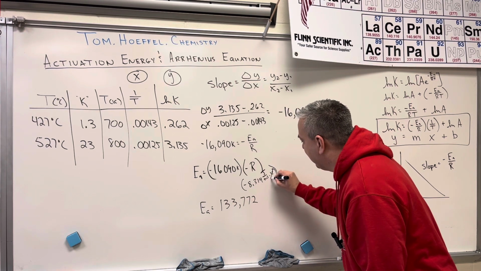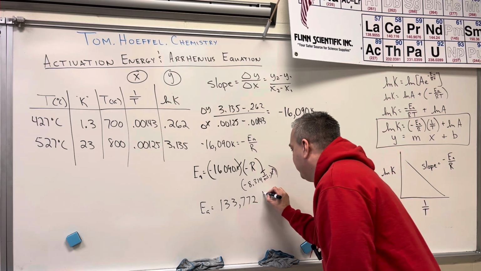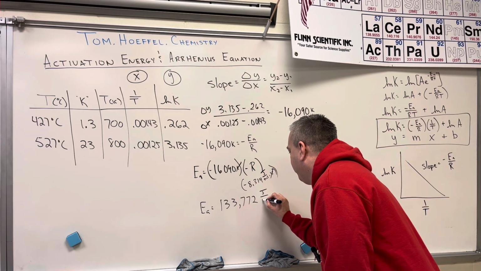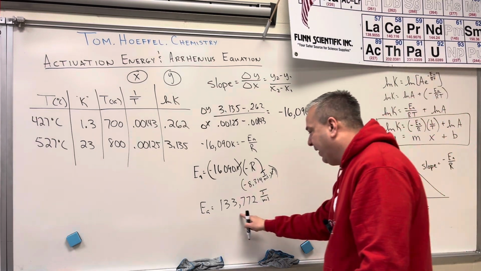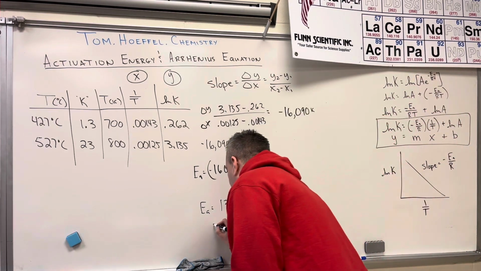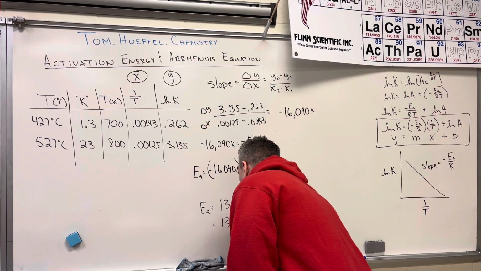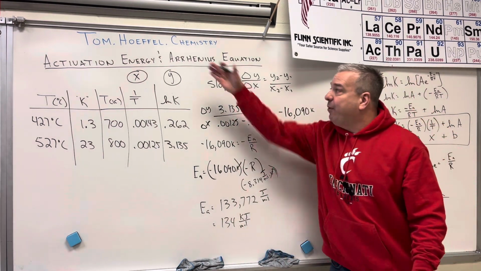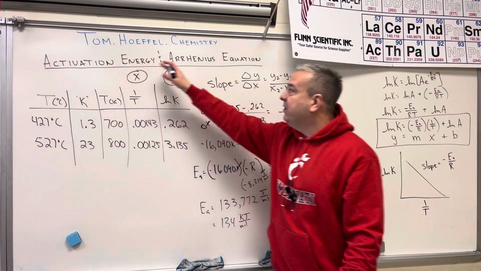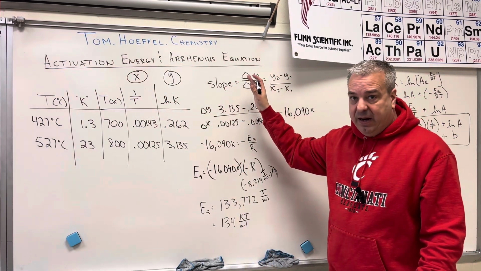Now the units on the R is joules per mole Kelvin. And you can see that the Kelvin here are going to cancel out. So I'm left with joules per mole. And if I wanted to put that into kilojoules per mole, I would just divide by 1,000. So this could be approximately 134 kilojoules per mole. This is how we calculated the activation energy from the Arrhenius equation.